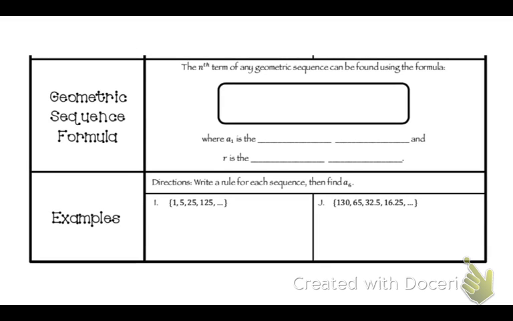Okay, so the geometric sequence formula to find any term is a sub n equals a sub 1 times r to the n minus 1 power, where a sub 1 is the first term and r is the common ratio. We need to write a rule for each sequence and then find a sub 6. If we look at number 1, a sub 1 is 1 and r is 5, because 5 divided by 1 is 5, 25 divided by 5 is 5, 125 divided by 25 is 5. So a sub 6 is going to be 1 times 5 to the 6 minus 1 power, which is 1 times 5 to the 5th, which is 3,125.